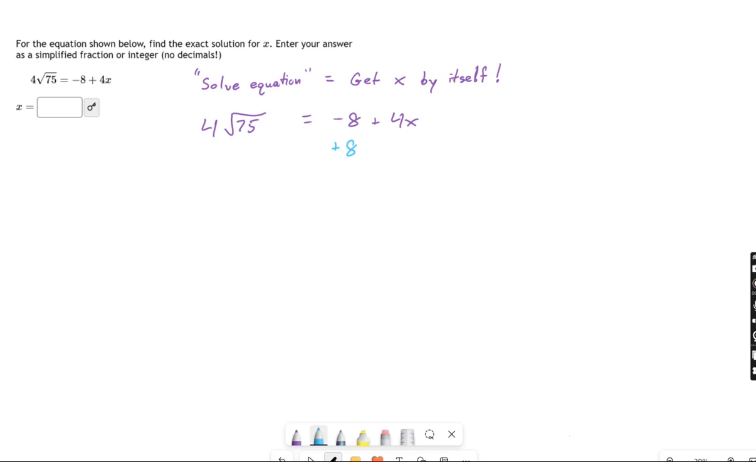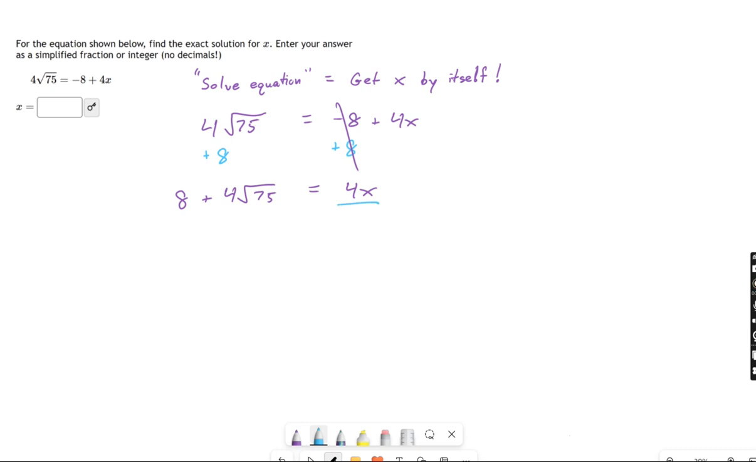I like to start far away from the x. If you start closer to the x, usually mistakes happen. So start far away from the x. And let's see what we get. Those cross out. So this is going to turn into 8 plus 4 square root 75 equals 4x.